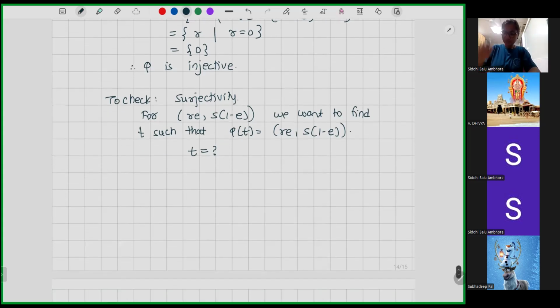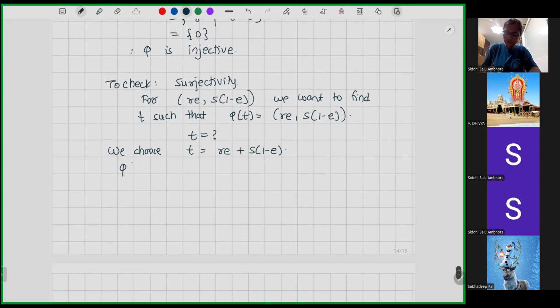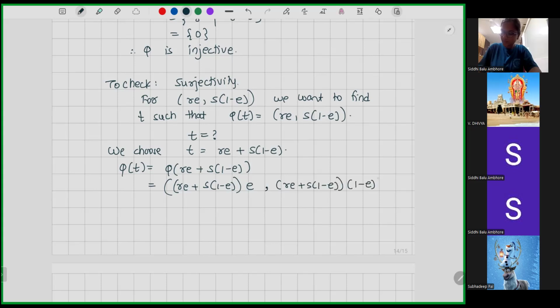See, we want to generate this T. So this T we choose to be Re plus S(1-e), and check what phi of this T is. Phi of Re plus S(1-e) is what? It is (Re plus S(1-e)) into e, comma (Re plus S(1-e)) whole into (1-e).